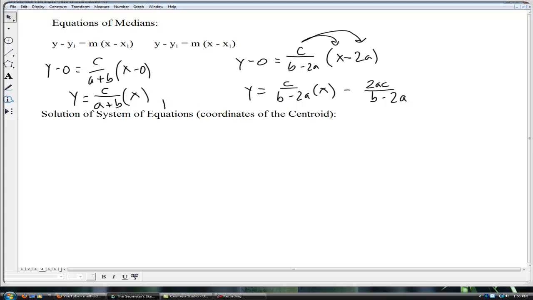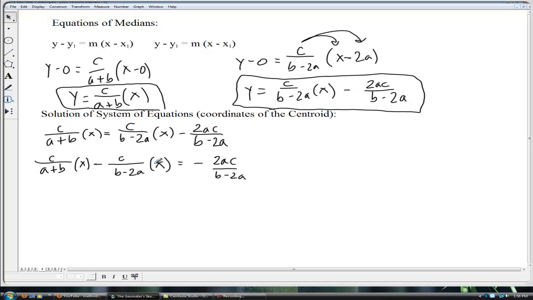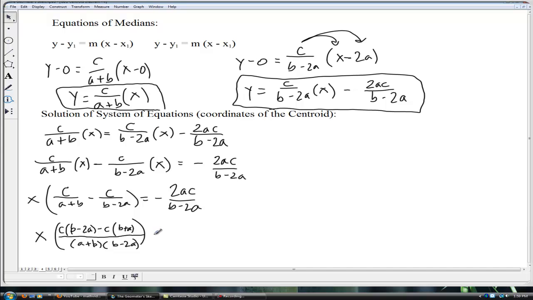Remember that what we want now is to find the intersection point of the two medians algebraically. So since each of these equals y, what I'm going to do is substitute. Alright, there's step 1. Now I'm going to subtract this from both sides, which I now have here. Now I'll factor an x out of this. Now I will combine these two fractions into a single fraction. Feel free to pause the video and double check the algebra. So my new simplified equation reads like this.